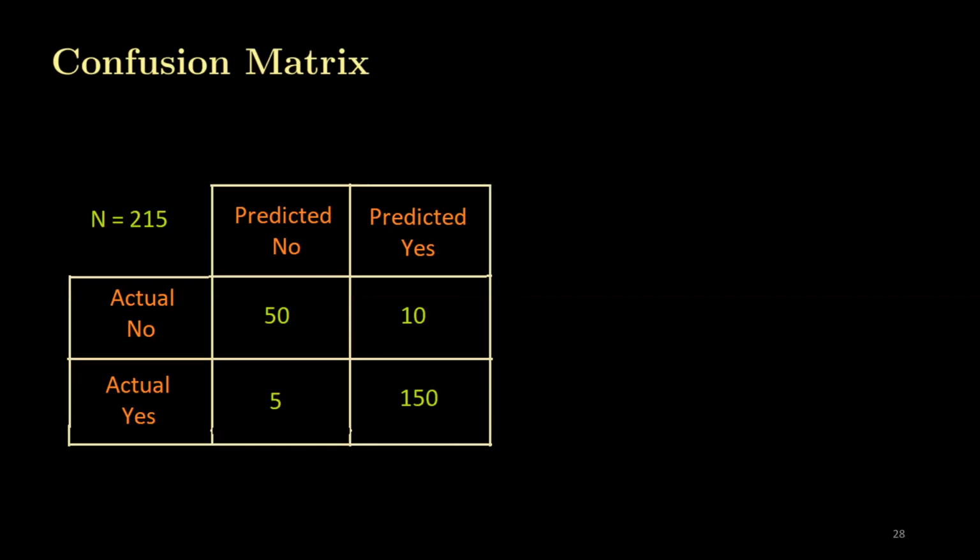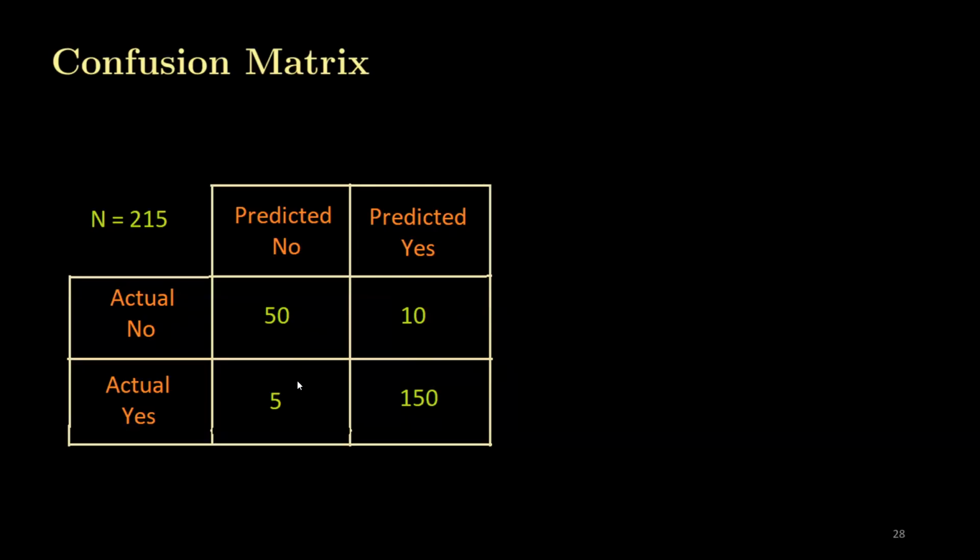Now what about this 10? Here is a value 10, and we can see that this value is at the intersection of actual no and predicted yes. So what is happening here? Basically, these 10 samples belong to the negative class in reality, and our model is saying that they belong to the positive class, or the yes class. So these 10 samples are wrongly classified samples.